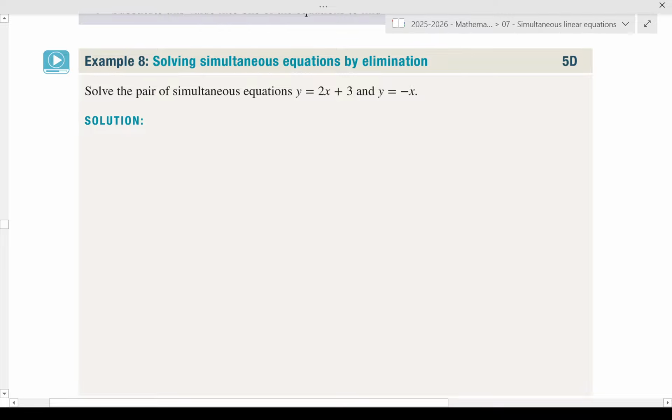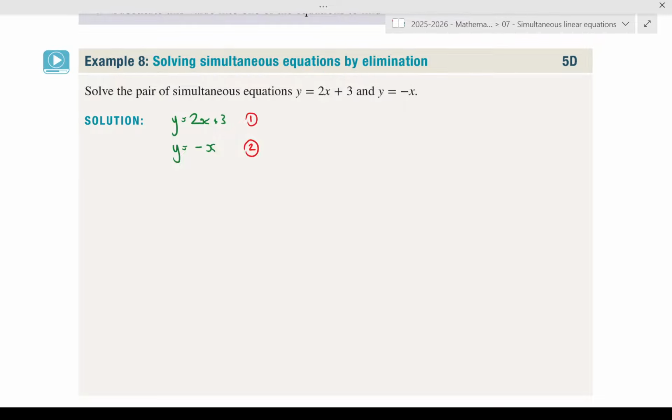So what we're going to do is I'm going to write them both down again. So I've got y equals 2x plus 3, and I've got y equals minus x. Once again, I'm going to call them equation 1 and equation 2. It's really handy to do that because it makes your life a lot easier. So now we're going to use elimination. We want to get rid of one of the pronumerals by solving it simultaneously and by elimination.